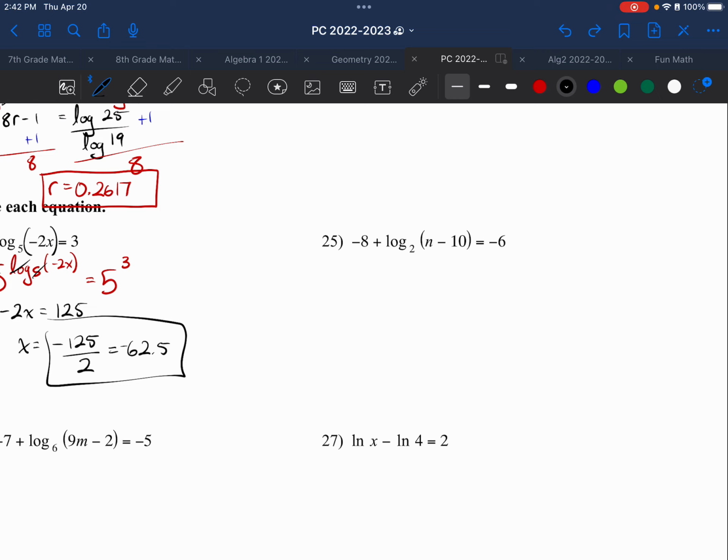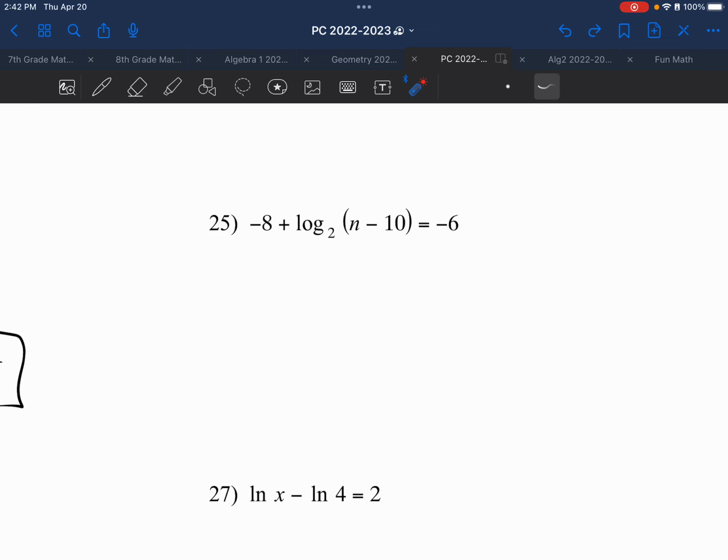Number 25, kind of the same thing. We need to isolate the logarithm, though. There's the logarithm. You don't belong. We have to add 8 to both sides to get us started. +8, +8, which means I have this log base 2 of n minus 10. That's going to be equal to 2. And now it's time to undo the logarithm.